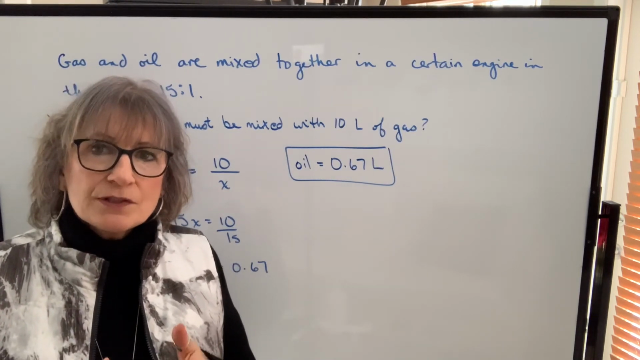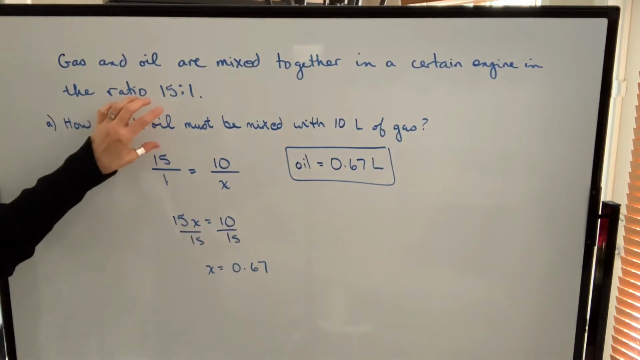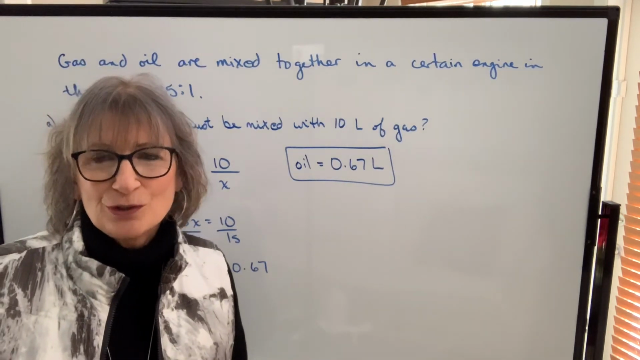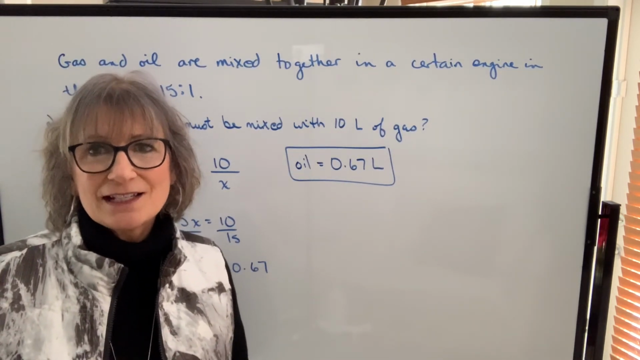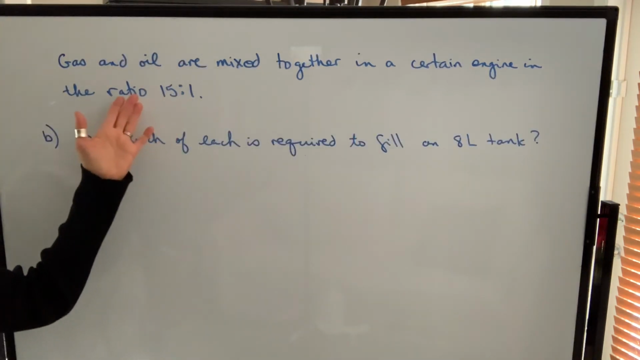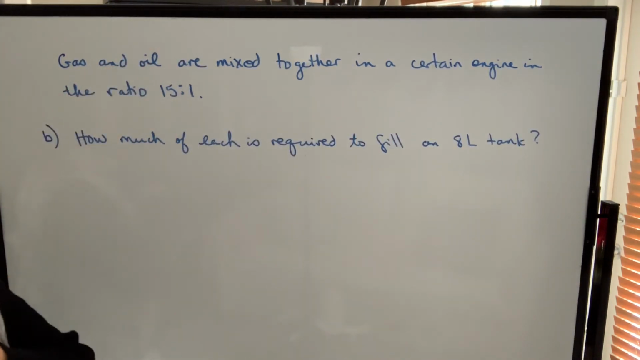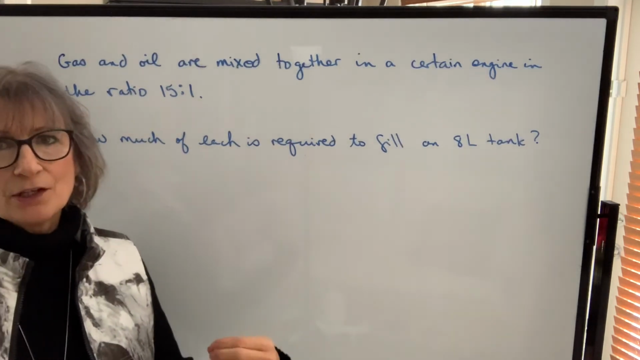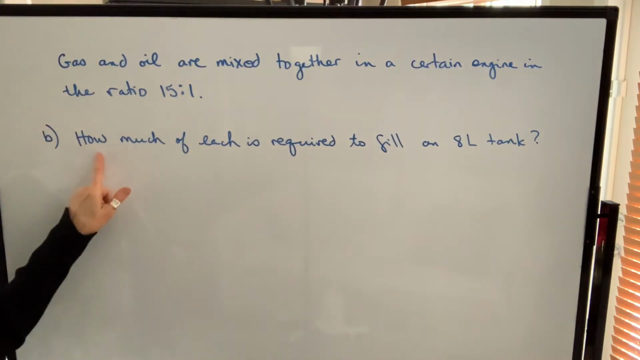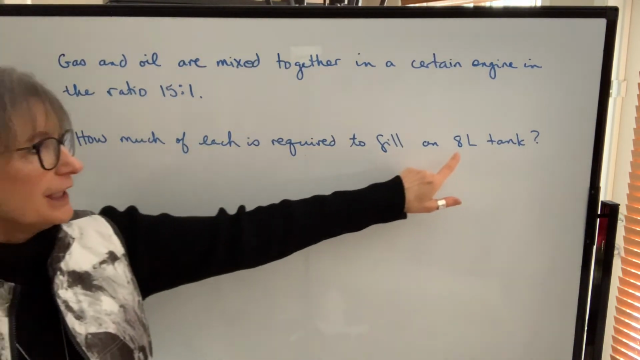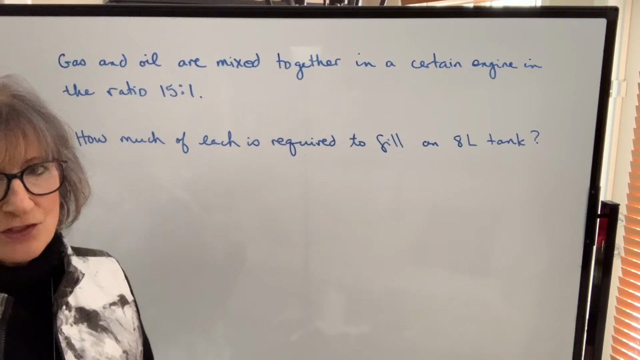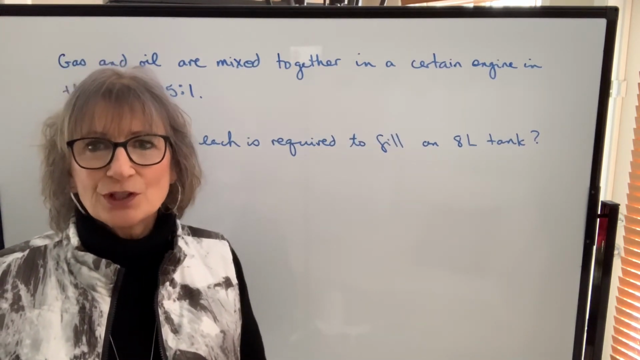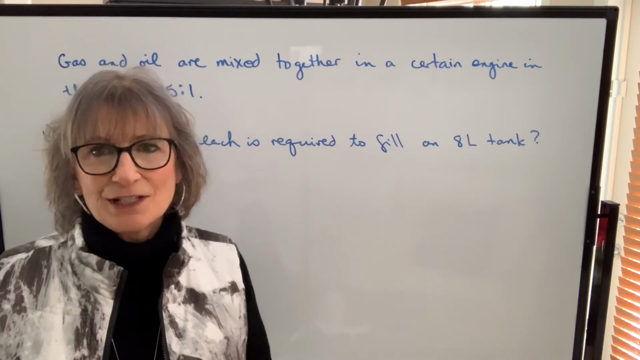So that's one question that could have been asked, is if you know how much gas or oil, how much of the other one? There's another type of question that you could be asked when you're working with ratio, and let's take a look at that. We're still going to work with this gas and oil mixture, but this time, instead of knowing how much of one and finding out how much of the other, instead we're asked how much of each is required to fill an 8-liter tank. So this is a challenging question, and students typically have lots of difficulty with this. So I'm going to show you how you can approach it to get the right answer.